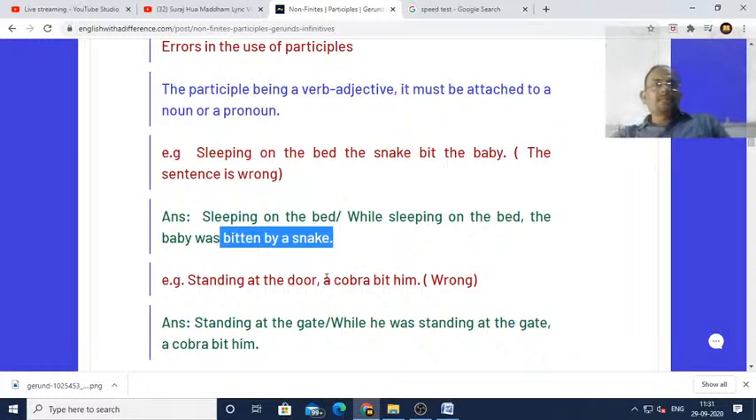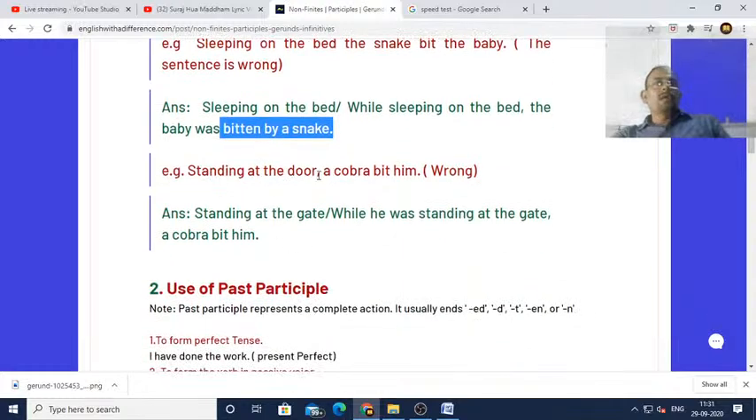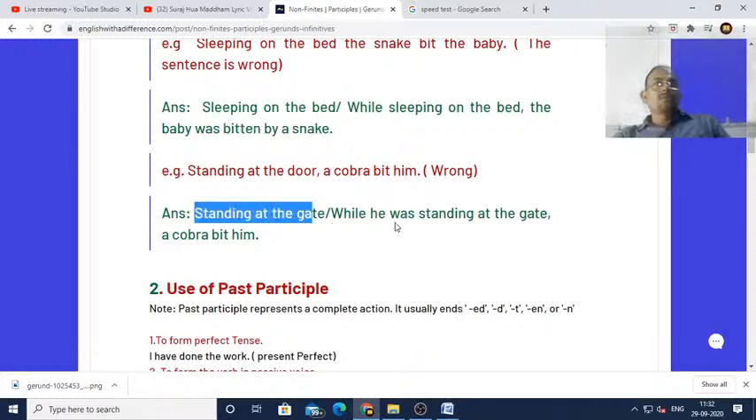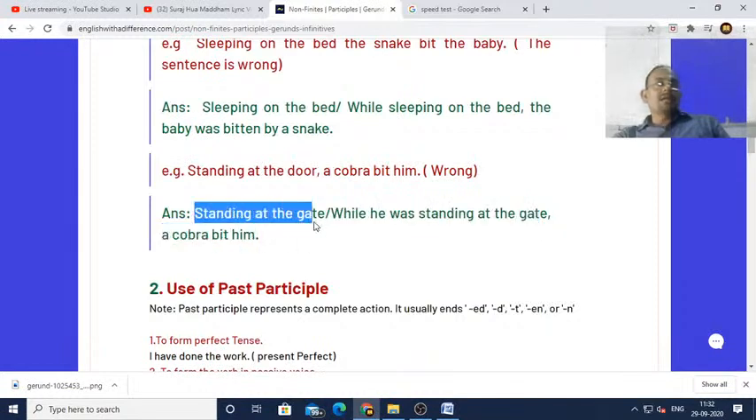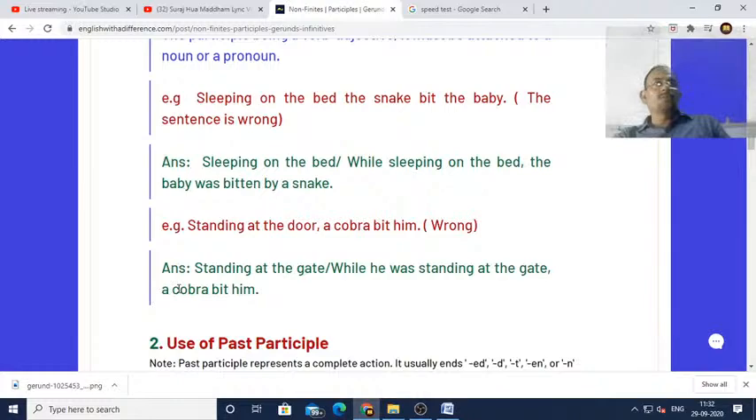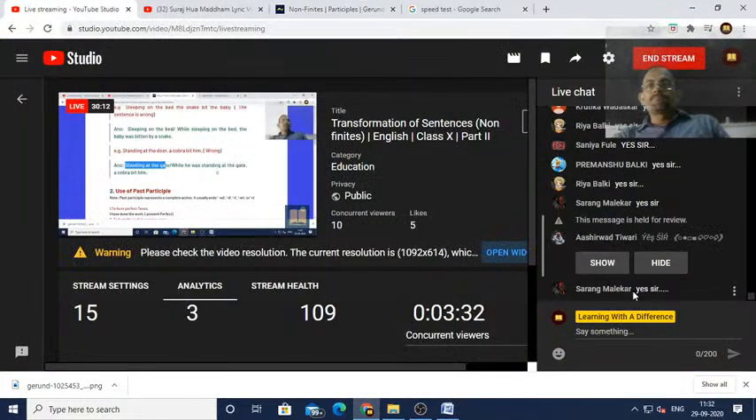Another example, you see: "Standing at the gate, a cobra bit him." So it is also wrong. Why is it wrong? It should be "Standing at the gate, he was bitten by a cobra," or "While he was standing at the gate, a cobra bit him." So this is the wrong usage of participle which we have to correct.